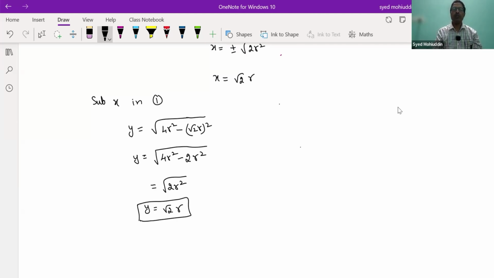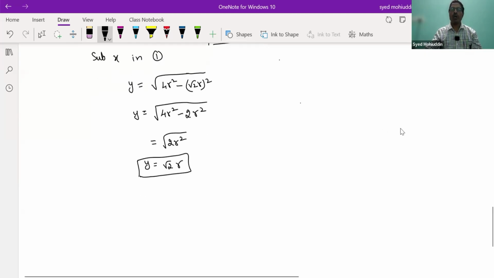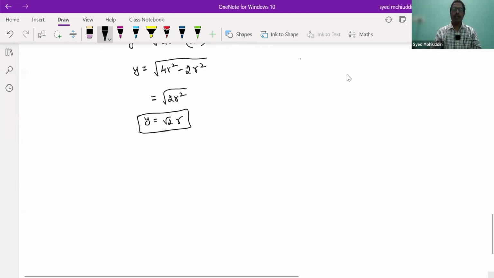So we have got two values, x equal to root 2 r, y also equal to root 2 r. So what does this mean? x and y are the same. Here we got x equals y equals how much? Root 2 r. That means length and breadth are the same. x represents length, y represents breadth. Getting it?